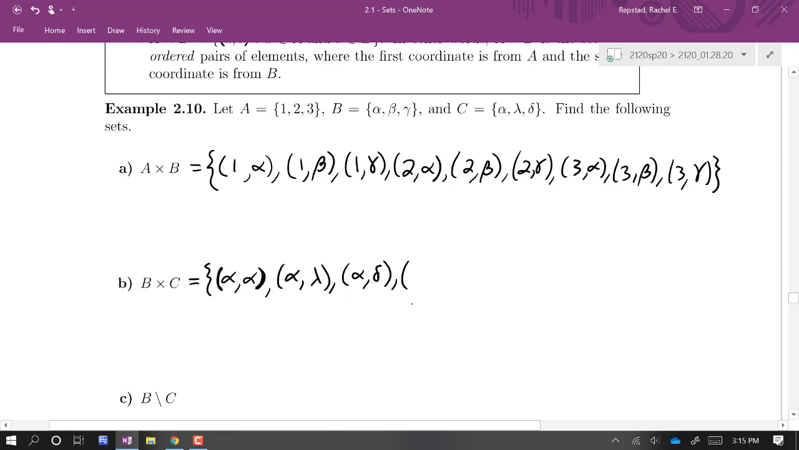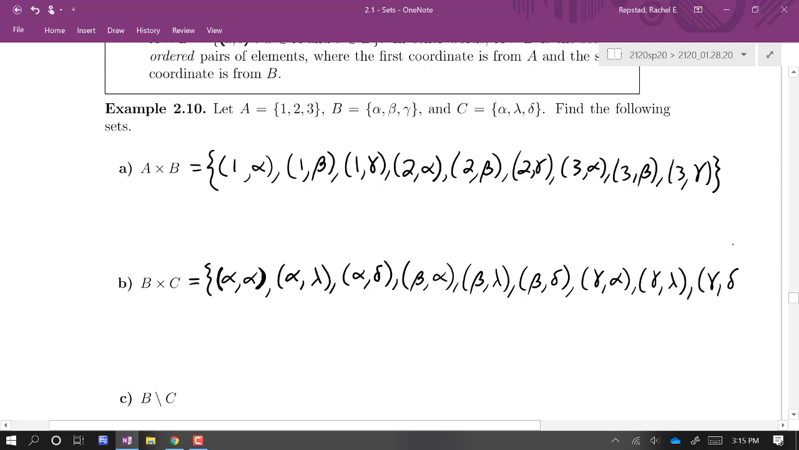And we can do the same thing starting with betas. So beta alpha, beta lambda, beta delta. And then with gamma, gamma alpha, gamma lambda, gamma delta.